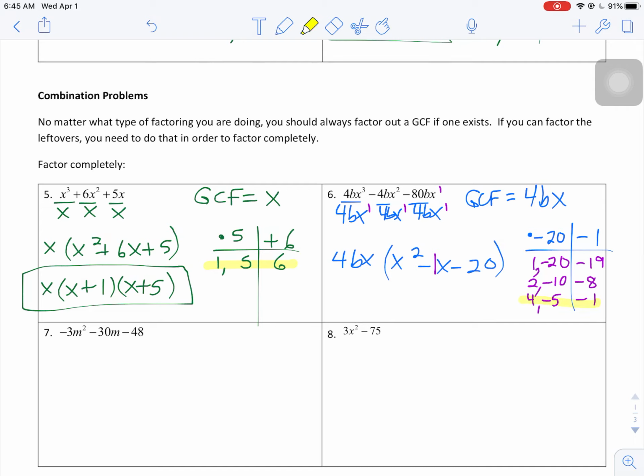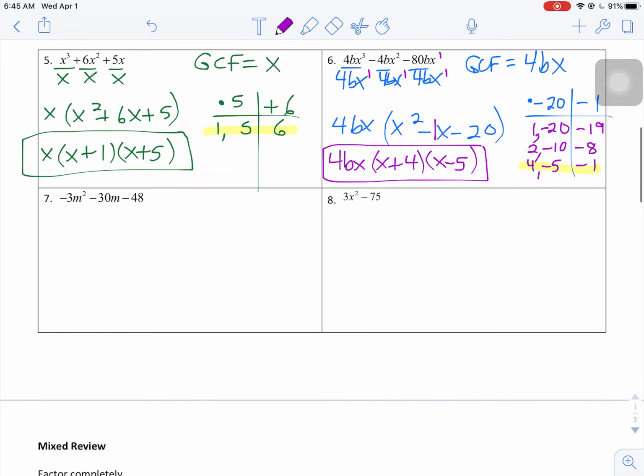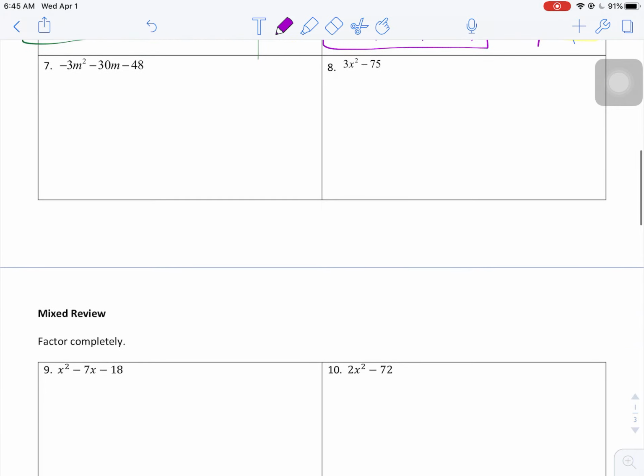There we go. So make sure you drag down your GCF in the front. That's a really common mistake, to forget that GCF. So drag that down. And then we had the 4 and the -5. Go ahead and try 7 and 8. And then we'll try those out.